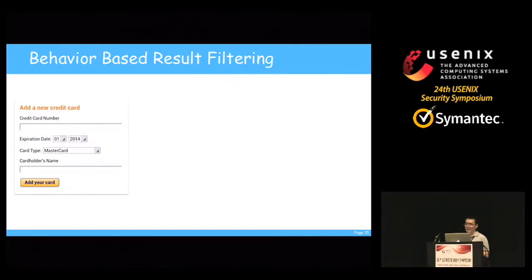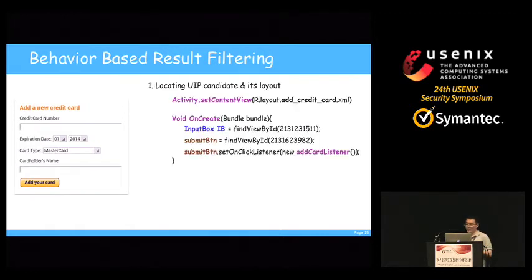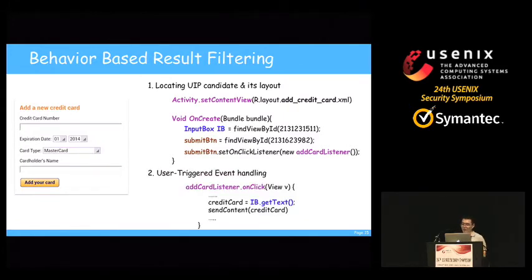Here, we show an example of how the behavior-based result filtering is conducted. For each UIP candidate identified from the SVM classifier, we first locate the corresponding element and the layout it belongs to in the decompiled application code. Then, we try to find whether the content in this element is acquired by the program under a specific user-triggered event, which means the data is indeed provided by the user and accepted under her consent.